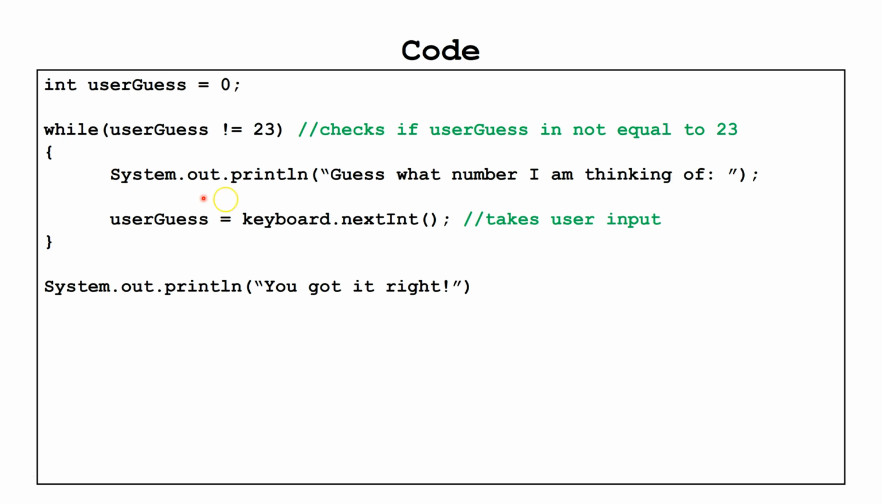Inside the body of the loop, it'll ask, guess what number I'm thinking of. It will take user input and put the value into the user guess variable, go back up to the top, and see if user guess is still not equal to 23. The loop will keep repeating until user guess is 23, then the loop will terminate, and the code after it will execute that says, you got it right.